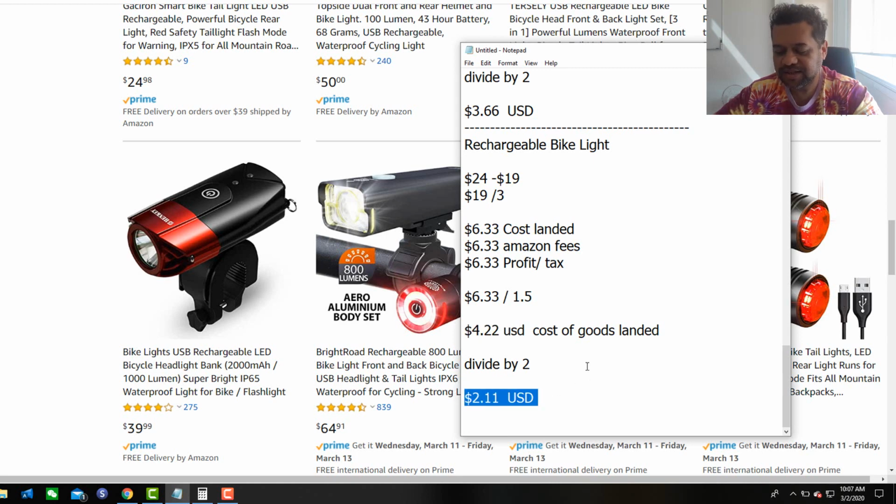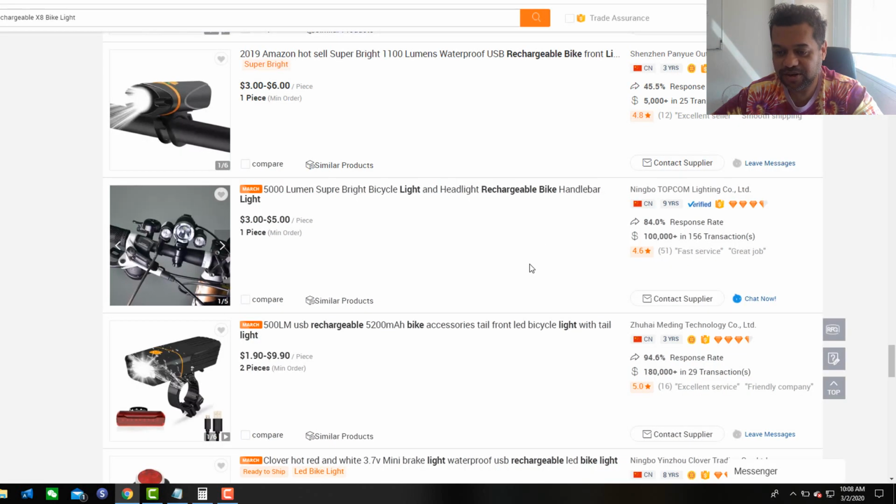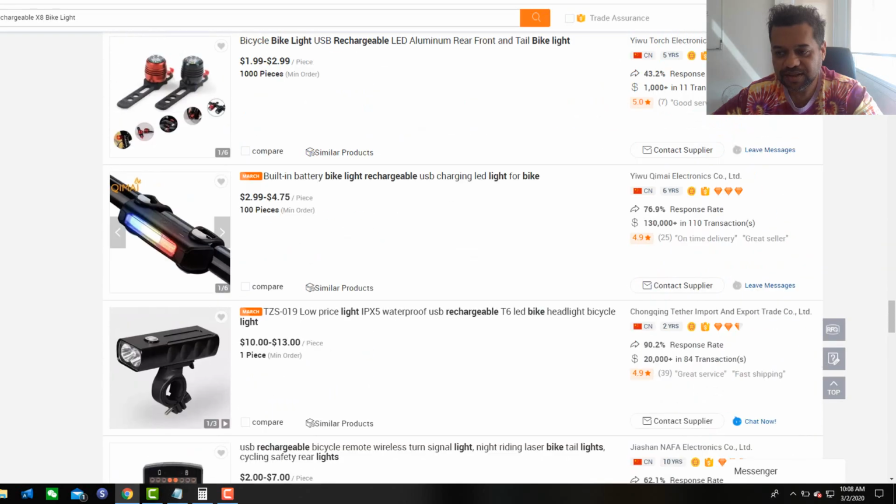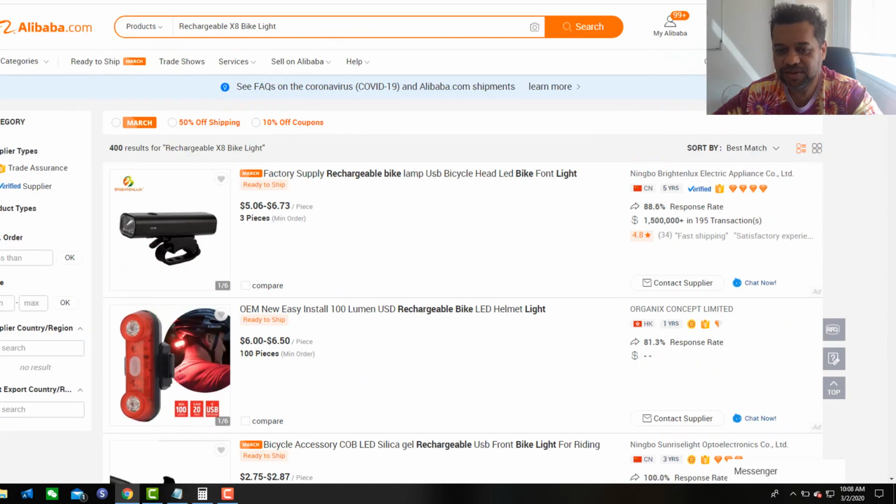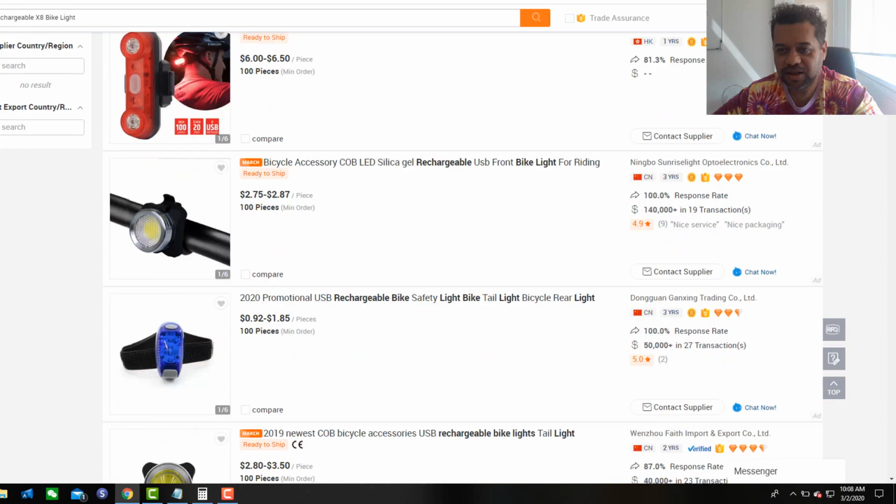We've got to get a light for $2.11. It's got to be at least 1,000 lumens, and between 1,000 and 2,000 milliamps, and it's got to be USB. So with that said, this product could be pretty challenging. There's a whole bunch on Amazon that are very similar.